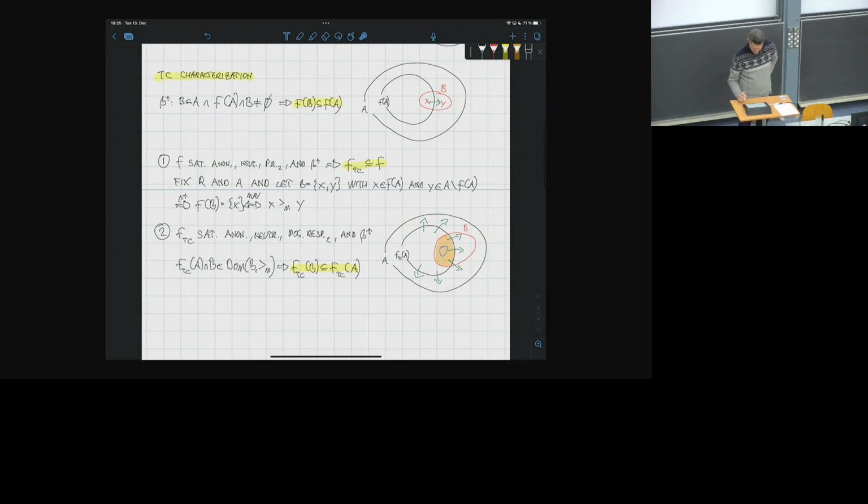Okay, so both of these things taken together prove that the top cycle is the smallest function that satisfies anonymity, neutrality, positive responsiveness, and beta plus, or the finest function. That's how it is called. Okay, other questions regarding this proof? Good. Because as I said, these kinds of proofs are proofs that you're going to see over and over again using different types of consistency conditions.